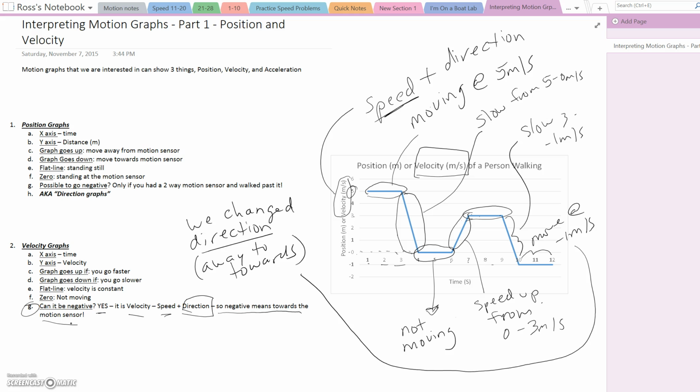So if it's negative, it means that it has changed direction. You might be moving at -100 meters per second, which I know is super fast, but that would just mean that you're moving at the motion sensor. If you then change directions and start running away from the motion sensor, it might spike all the way up to positive 100 meters per second, which tells us that you're now running really, really fast away from the motion sensor. So positive or negative indicates direction.